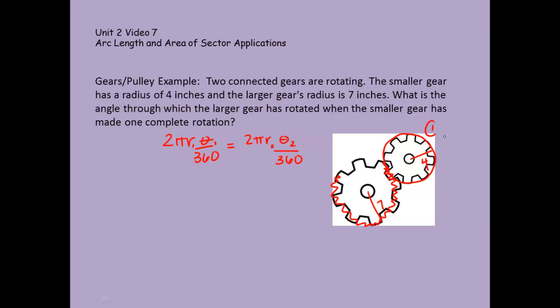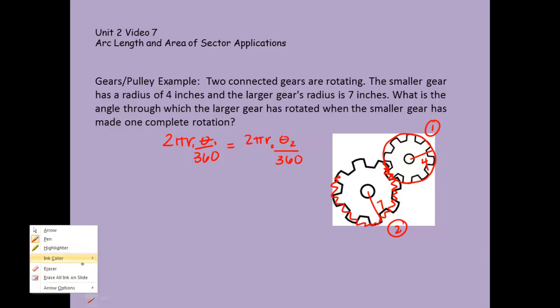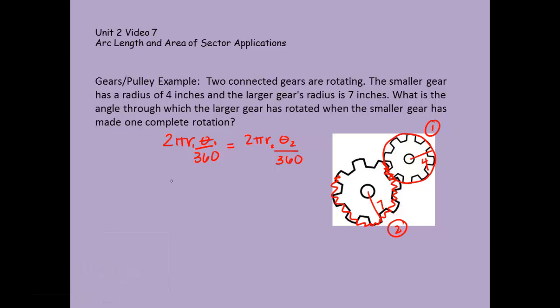So let's say that this is gear 1 and this is gear 2. I know that gear 1, the small gear, is rotating one complete rotation. I want to know what is the angle through which the larger gear, gear 2 here, rotates if the other one goes completely around. As you can imagine, the smaller gear goes completely around, the large gear does not, so it will be less than 360 degrees. I'm going to change colors as I place these values inside. So I will have 2 pi times my radius of the small one, which is 4, times 360 over 360, which is one complete rotation.